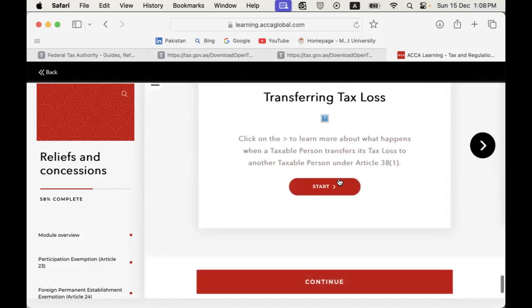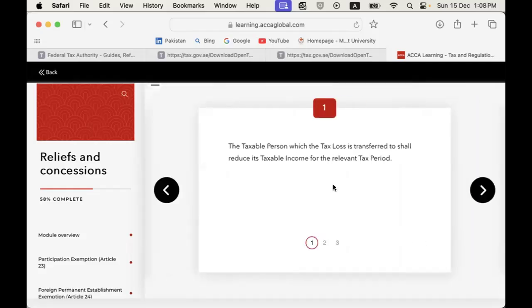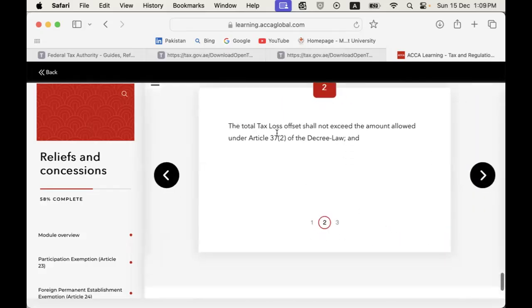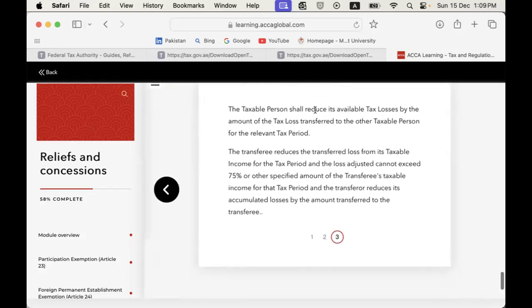Let us go through the draft quickly because we've already finished it. This is a recap. The taxable person to which the tax loss is transferred shall reduce the taxable income for the relevant tax period. The total tax loss offset shall not exceed the amount allowed under 37(2), which is 75% of the taxable income, and the taxable person shall reduce the available tax losses by the amount of the tax loss transferred to the other taxable person for the relevant tax period.